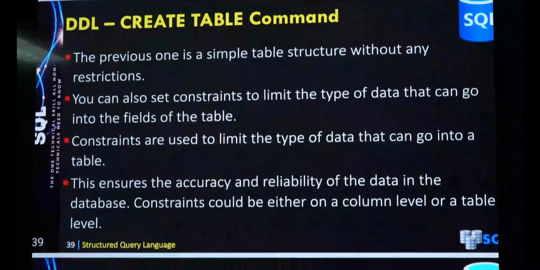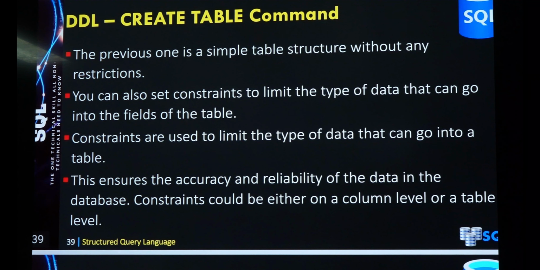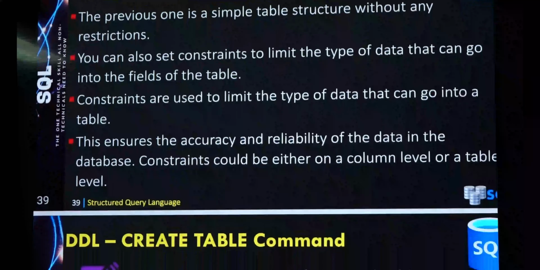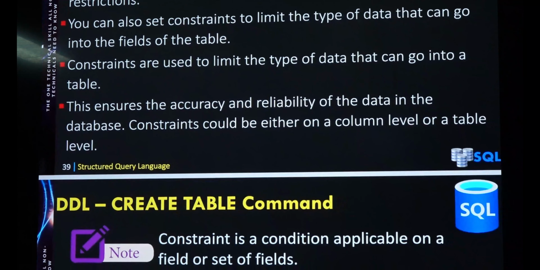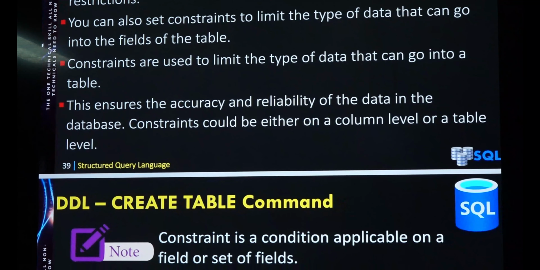Now, in the DDL create command, the previous one is a simple table structure without any restrictions. You can also set constraints to limit the type of data that can go into the fields of the table. Constraints are used to limit the type of data that can go into a table. This ensures accuracy and reliability of the data in the table database. Constraints could be either on a column level or table level.